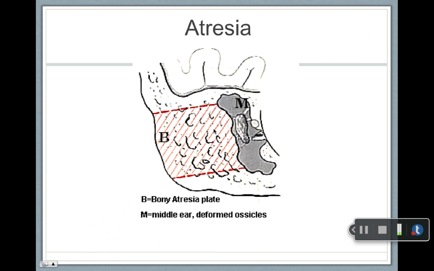And it's not as simple as drilling a hole. You can see over here the middle ear is also malformed. So for a person that has atresia, the best option would be a bone-anchored hearing aid, which we'll talk about in a few chapters, that basically skips this area that's not working and directly stimulates the cochlea.